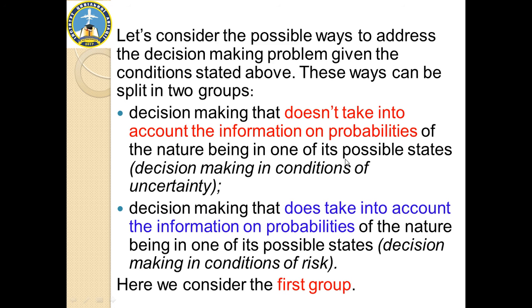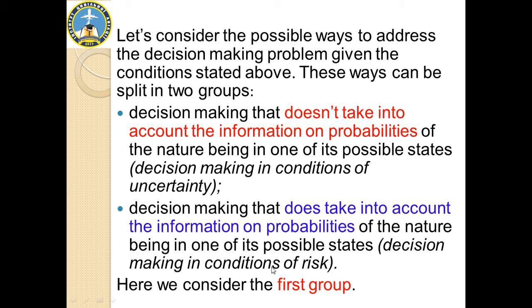We don't know the probabilities. We just know that there is uncertainty regarding in which state the nature will be at the time we'll execute our decision. And the second way, or the second group, is decision making that does take into account the information on probabilities of the nature being in one of its possible states. Decision making in conditions of risk. So we know the probabilities, but we have risks.